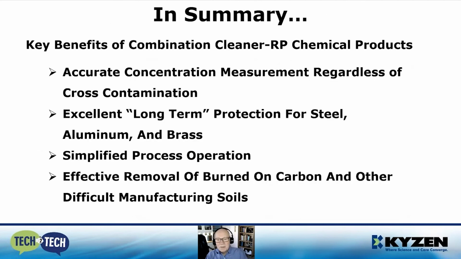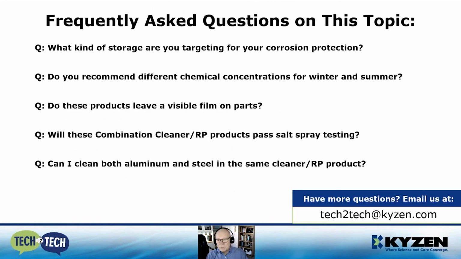In summary, the key benefits of these new combination cleaner RP chemical products are accurate concentration measurement, regardless of cross-contamination throughout the entire cleaning process. Excellent long-term protection for steel, aluminum, and brass, and in particular cast steel, which is a special challenge. Simplified process operation and effective removal of burned-on carbon and other very difficult manufacturing soils.